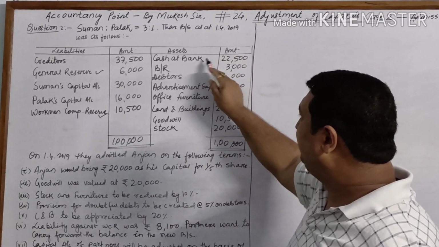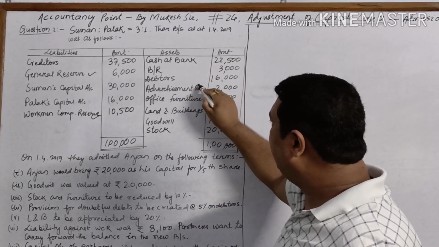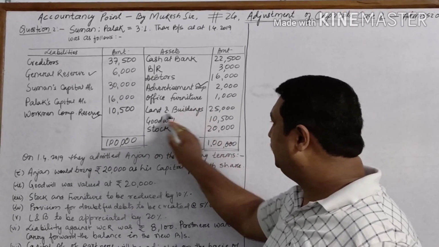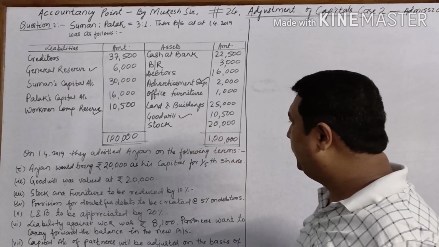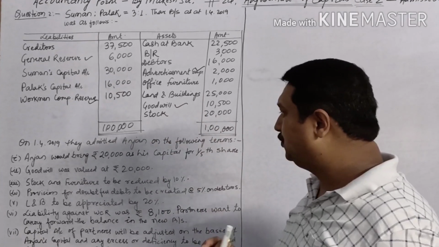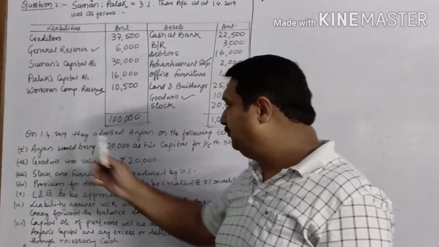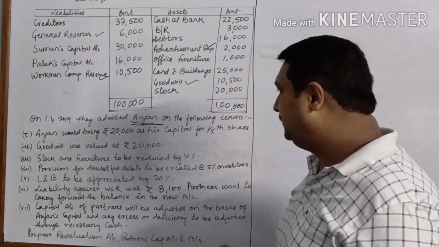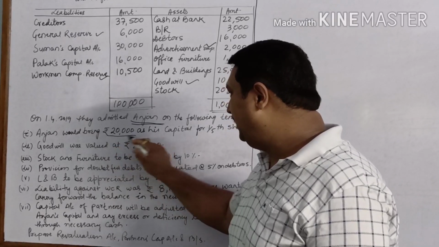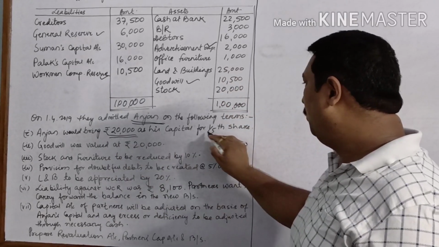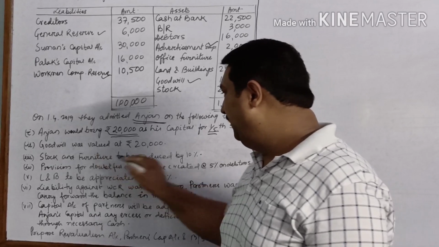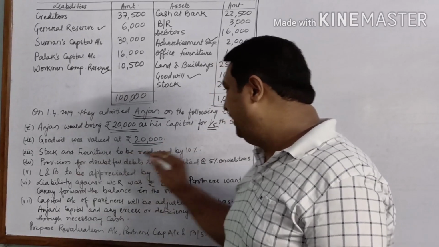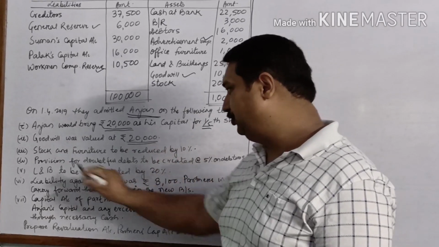On the asset side, we have cash at bank, bills receivable, debtors, advertisement expense. This is written off among the partners. Office furniture, land and building, goodwill. This is also written off among the partners, and the stock. Now on 1st April 2019, they admitted Anjan on the following terms. Anjan would bring rupees 20,000 as his capital for 1/5 share. Goodwill of the firm was valued at rupees 20,000, which will be distributed in sacrificing ratio.